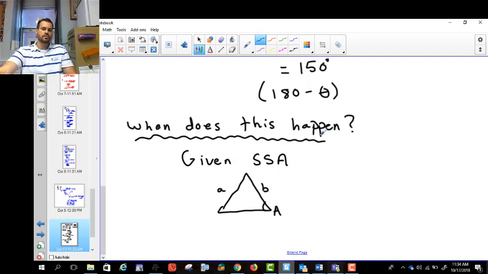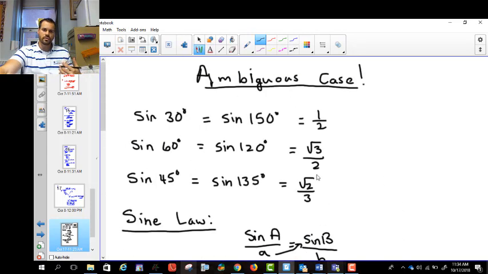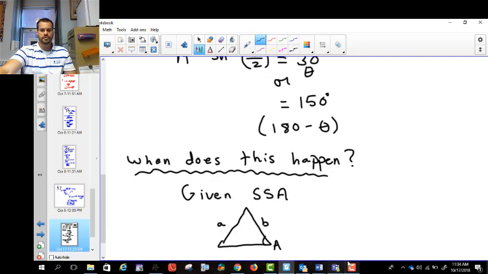That's when we have to consider the ambiguous case, because we're not sure if the angle is 30 or 150. In other words, we're not sure if it's an acute angle or an obtuse angle, because it could be either one. All right, so hopefully you understand what we're saying. I'm going to do a little more in-depth analysis here of this.